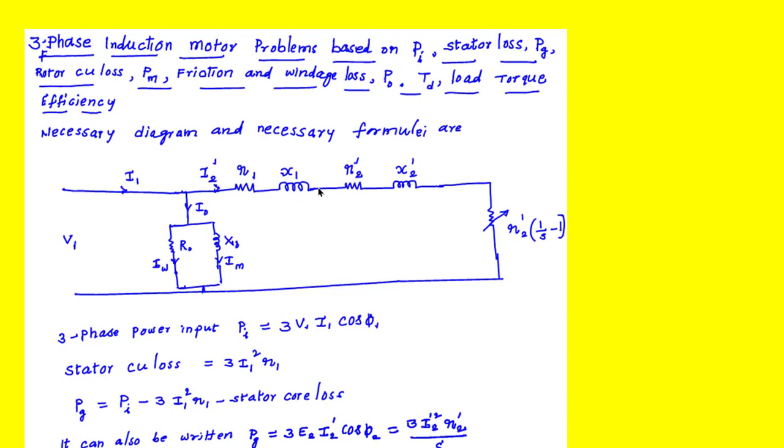Similarly, R1 and X1. R1 is the stator resistance per phase. X1 is the stator reactance per phase. And R2 dash is the rotor resistance referred to the primary side. Similarly, X2 dash is the rotor reactance per phase referred to the stator side. And then we write this. In fact, we get here R2 dash by S, and that R2 dash by S we can write like this: R2 dash here, then here R2 dash into (1 by S minus 1). If you add this and this, we get R2 dash by S.